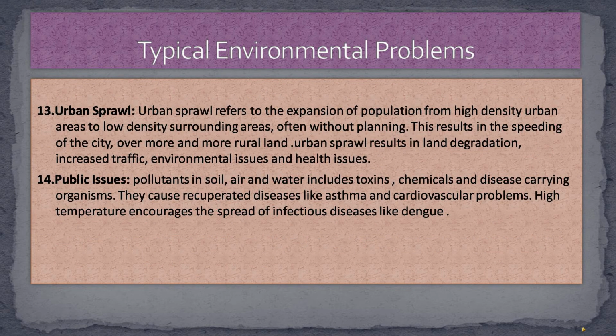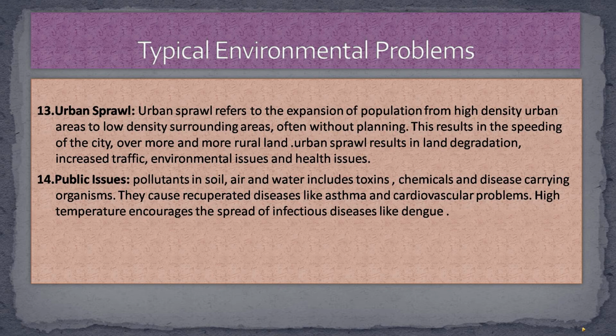Next, another environmental problem is urban sprawl. Urban sprawl refers to the expansion of population from high density urban areas to low density surrounding areas, often without planning. This results in the spreading of the city over more and more rural land. Urban sprawl results in land degradation, increased traffic, environmental issues and health issues. We discussed urban sprawl in detail in the first videos.